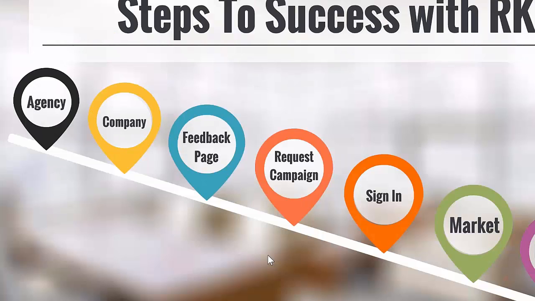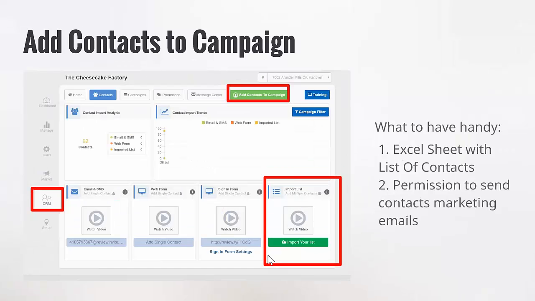Let's move forward. Now that we have the feedback page, we want to build our first campaign. We suggest starting with the request campaign. And the first step in setting up the request campaign is get the contacts added. Just grab the list. Here's what you need to have handy. Excel sheet with list of contacts from your customer and the permission to send contacts the marketing emails.